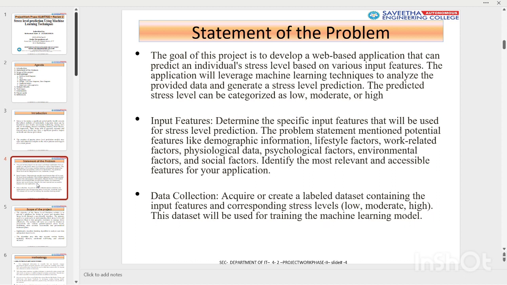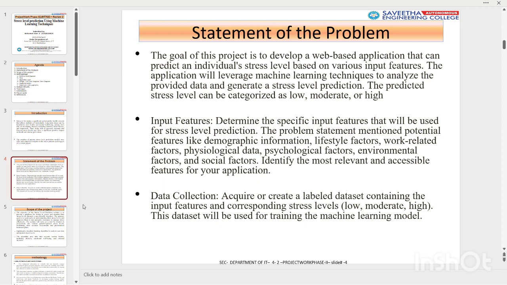The input features: determine the specific input features that will be used for stress level prediction. The problem statement mentioned potential features like demographic information, lifestyle factors, work-related factors, physiological data, and environmental factors and all. So identifying the most relevant and accessible features for our application.